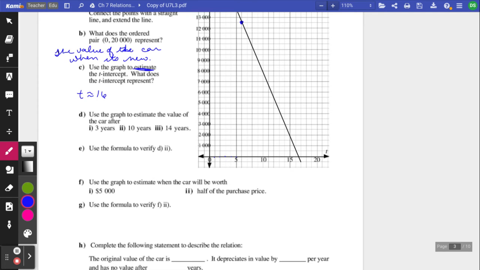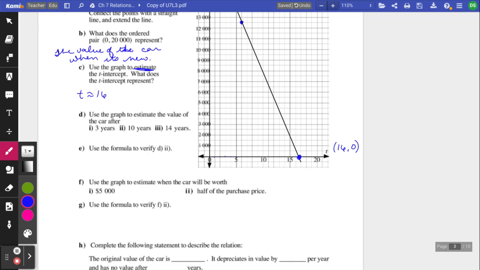What does that represent? What is t? Time. So what would this crossing right here represent? So we're saying it's about the point 16 and 0. So say it again, Miles. Yeah. So we're saying that in 16 years, this car has no value.